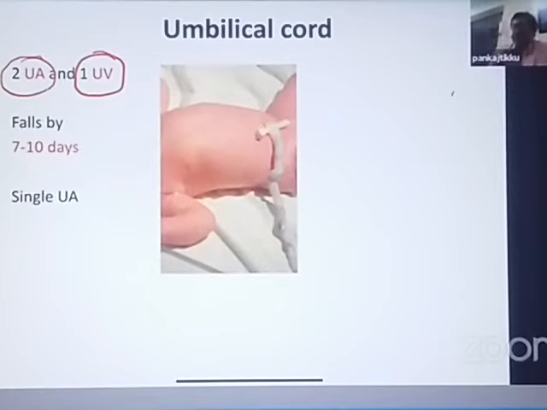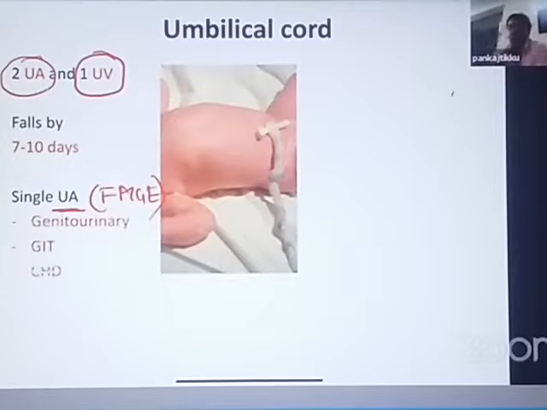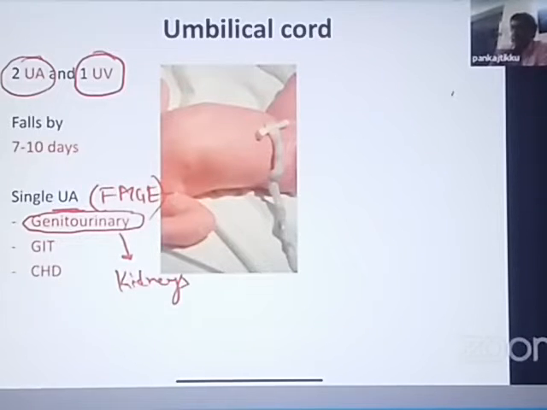Another FMG question. Suppose you see after birth there is a single umbilical artery. There are not two. There should ideally be two umbilical arteries, but suppose there is only a single umbilical artery. What are the defects that you should think of? You think of genitourinary defects, particularly defects related to the kidneys. Or you can think of a congenital gastrointestinal defect, or a congenital heart disease.